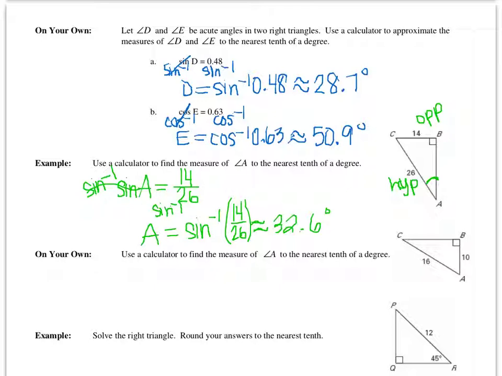Okay, we've got it on your own here. It says use your calculator to find the measure of angle A to the nearest degree. So let's again mark up our picture a little bit. Angle A is right here. Let's label the sides that we have.